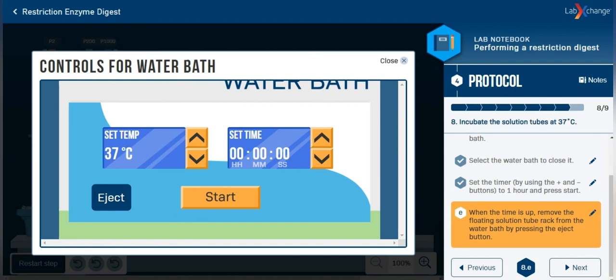So when the time is up, remove the floating solution tube rack from the water bath by pressing the eject button.